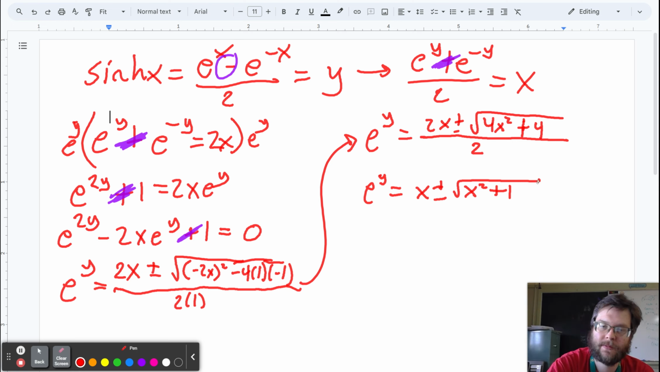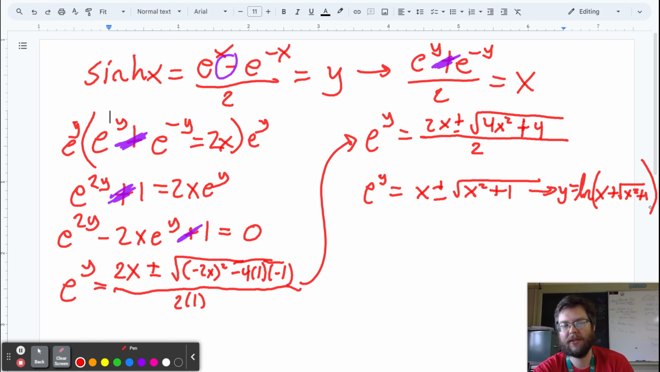So this implies that y is the natural log of x plus or minus the square root of x squared plus 1. You might notice I only wrote the plus. And the reason I only wrote the plus is because when you do the subtraction, you're going to get a negative value inside of the natural log, because the square root of x squared plus 1 is going to be bigger than x for most values of x. And so we just include the plus in order to get positive values.